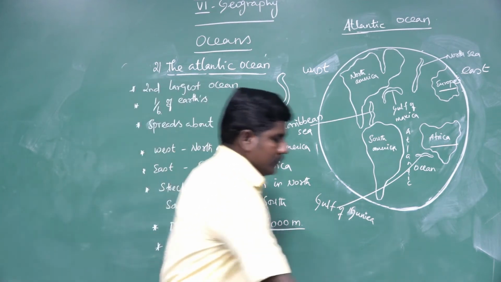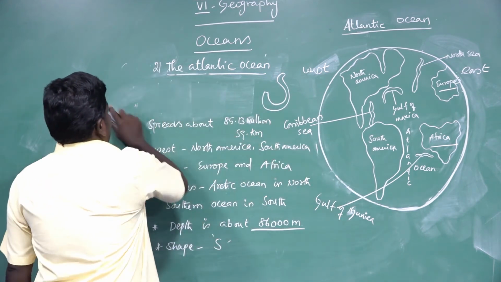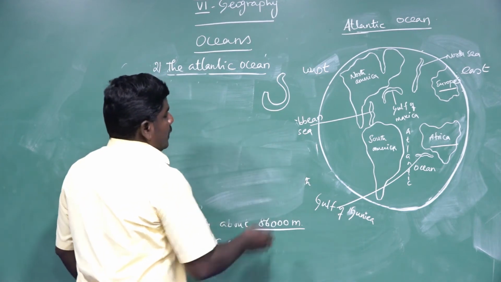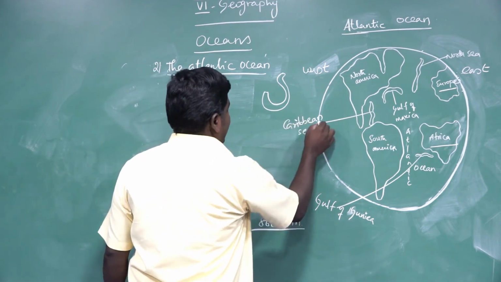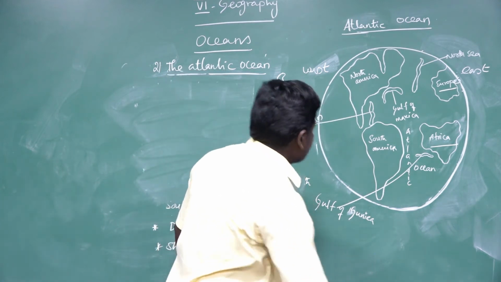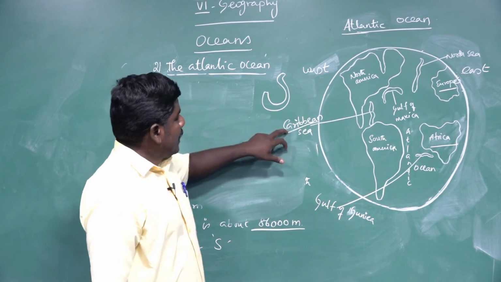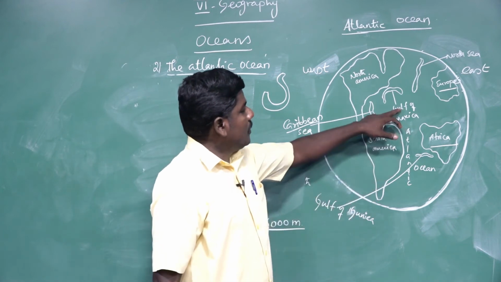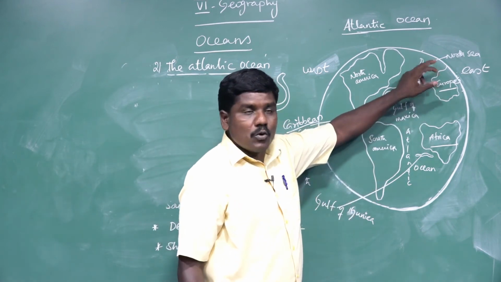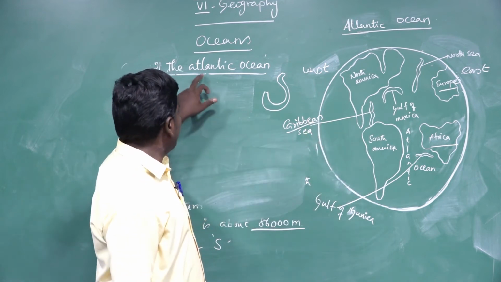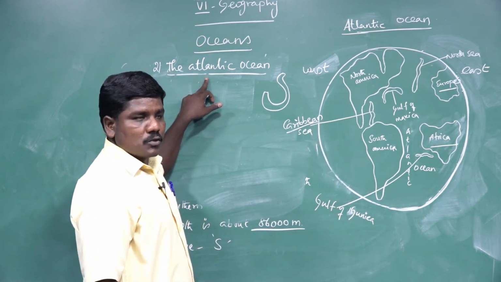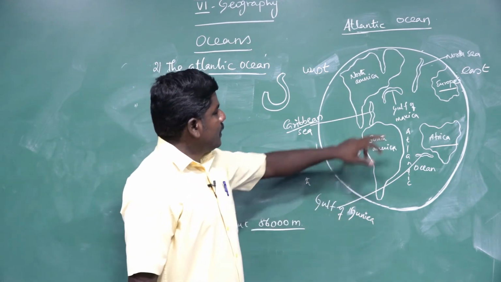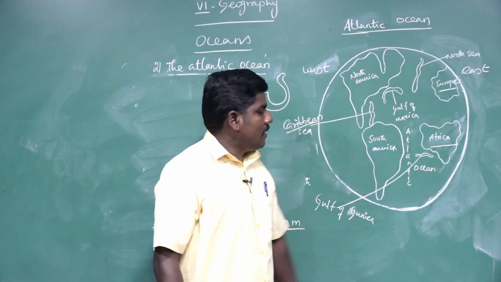Some marginal seas are found in the Atlantic Ocean, such as the Caribbean Sea, the Gulf of Guinea, the Gulf of Mexico, and the North Sea.